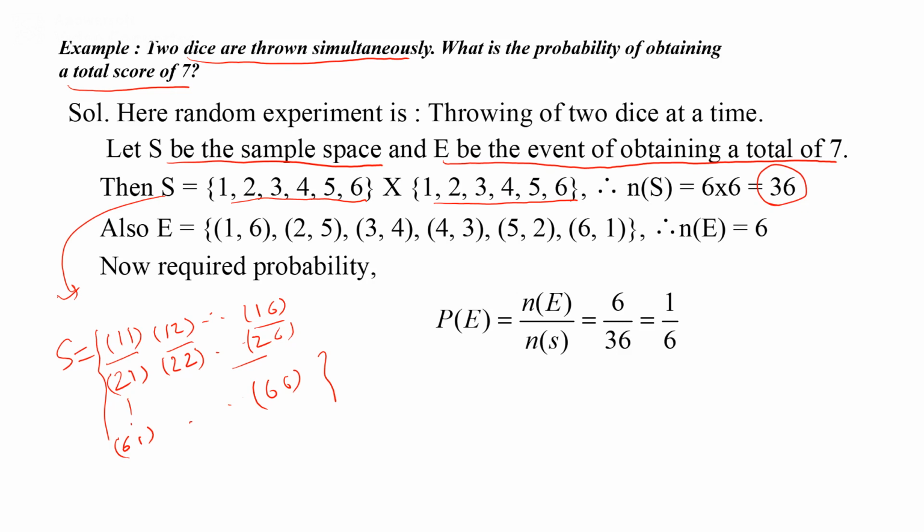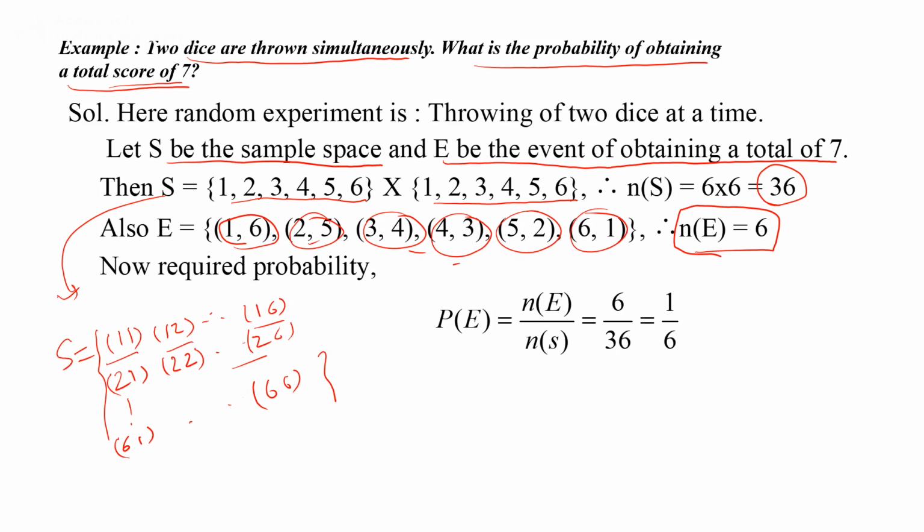Now the event: we have to find the probability of obtaining a total score of 7. Here (1,6), (2,5), (3,4), (4,3), (5,2), (6,1). In total we have 6 elements in the event.